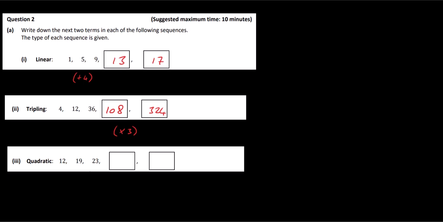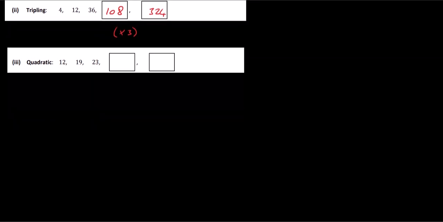Now the quadratic one just takes a little bit more work. We're told that this is quadratic, so normally what you would do is look at the first difference anyway. The first difference here is adding 7 to 12. So we've got to add 7 to 12 to get 19. And then we've got to add 4 to 19 to get 23.